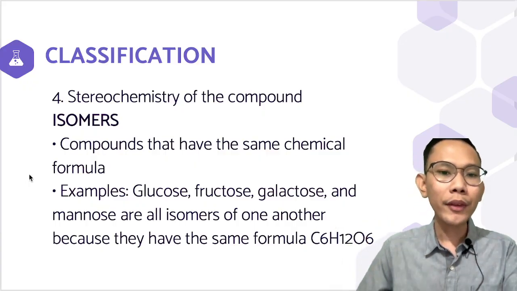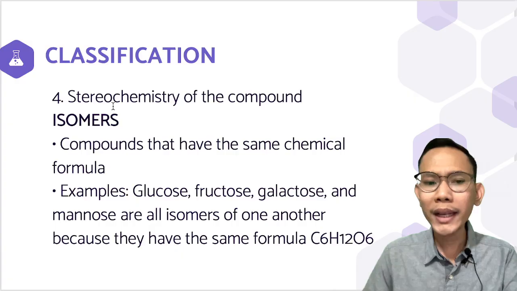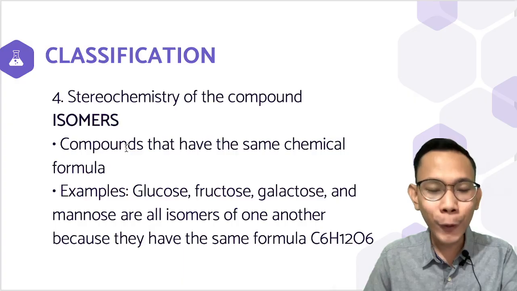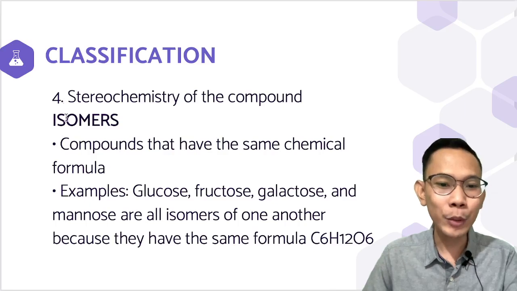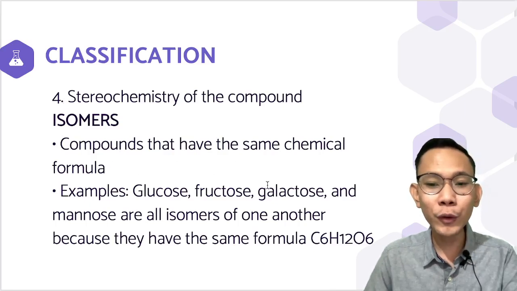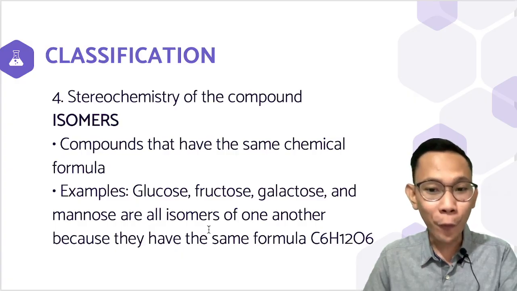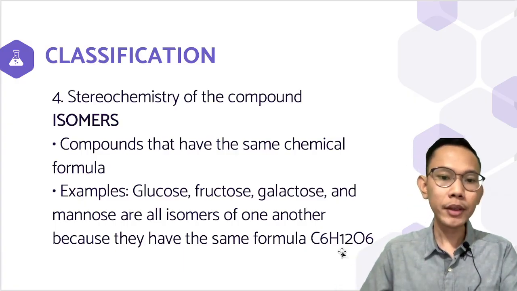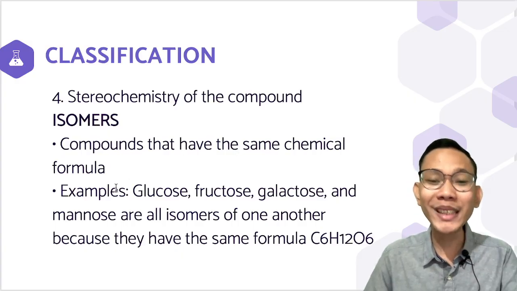So tingnan natin. The first terminology that I want you to remember is the word isomer. When I say isomer, these are compounds that have the same chemical formula. As long as they have the same chemical formula, that is an isomer. So example, glucose, fructose, galactose, and mannose are all isomers of one another because they have the same formula, which is C6H12O6. Again, pag sinabing isomer, same chemical formula. I hope that's clear. Very basic.